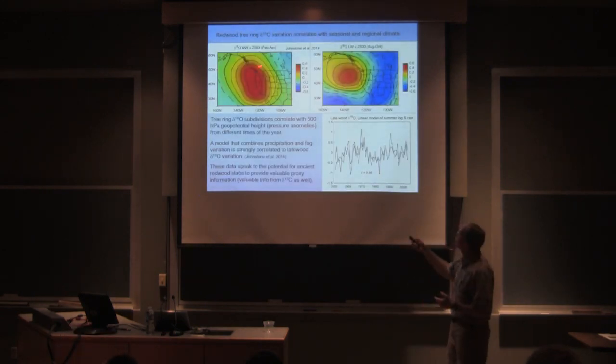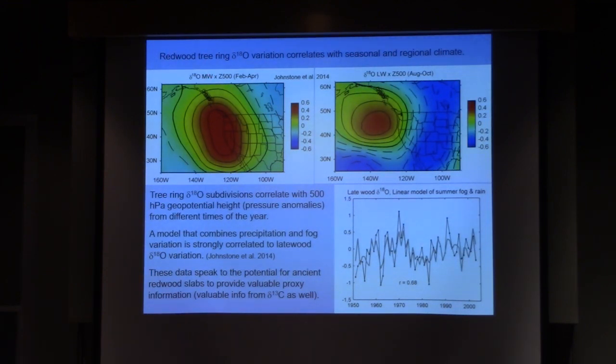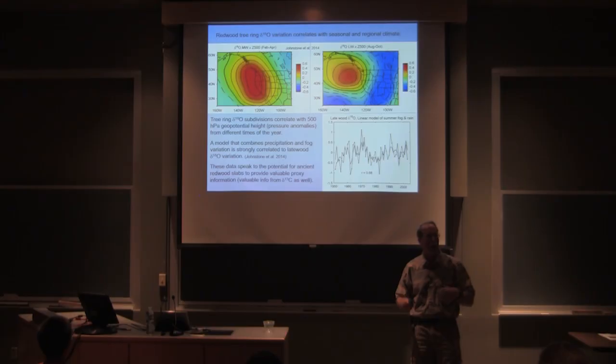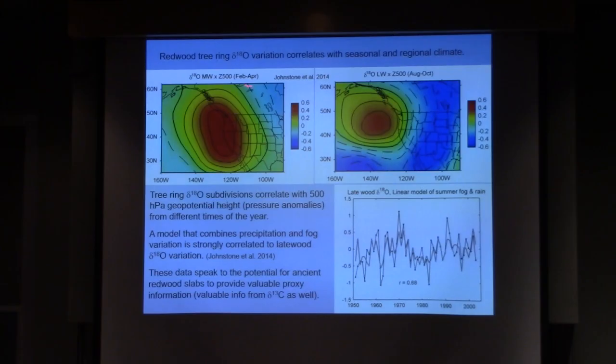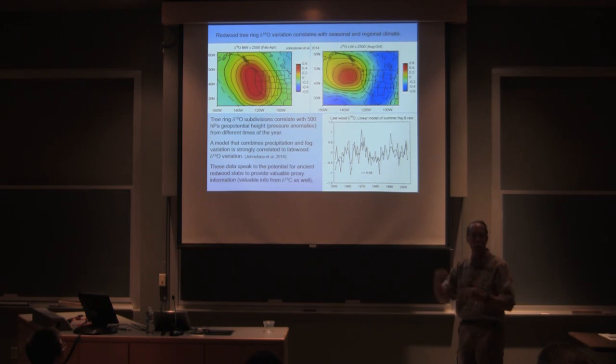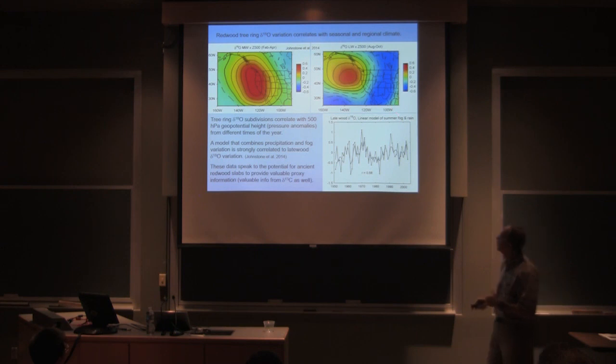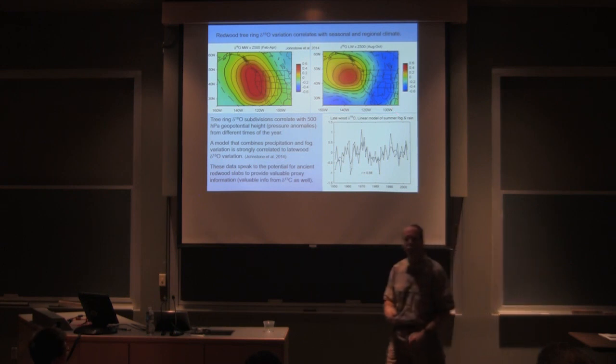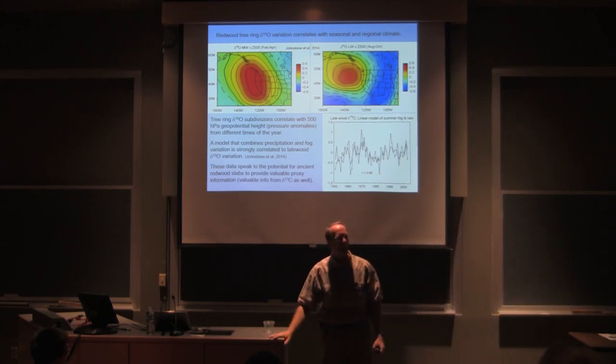Oxygen isotopes of the middle wood, the stuff in the dead center of the ring, is telling us about February to April 500 HP geopotential height. High pressure systems, low pressure systems, right? High pressure systems, sunny, warm, low pressure, rainy, cold. So this is telling me about the spring conditions. The late wood is telling me about August to October. So I now have spring and late summer information about high pressure. I already showed you this one about fog and rain. So we got enough information that says, you know, these guys are recording climate.